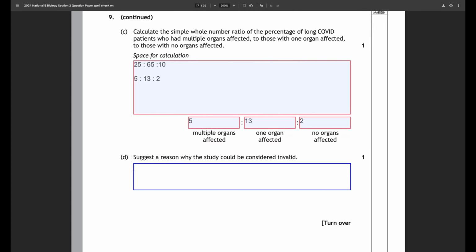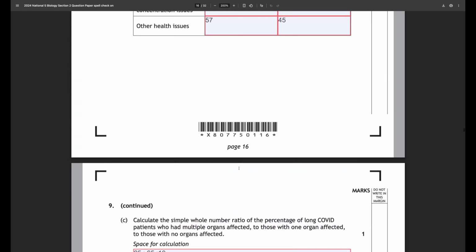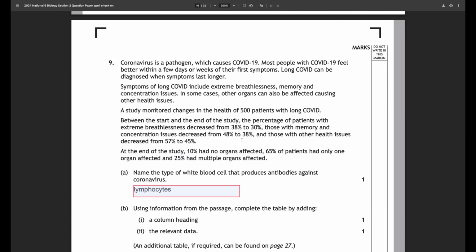And question D here suggests a reason why the study could be considered invalid. Now, I have a little saying in my class where I say VAVA. So validity is related to variables. When they say suggest a reason why the study could be considered invalid, as soon as I see the word valid, I think variables. Now, if we look at a study like this, monitoring the health change in 500 patients, and look at all of the symptoms: extreme breathlessness, memory and concentration, other health issues. How many different things are factors or variables for all of these conditions?